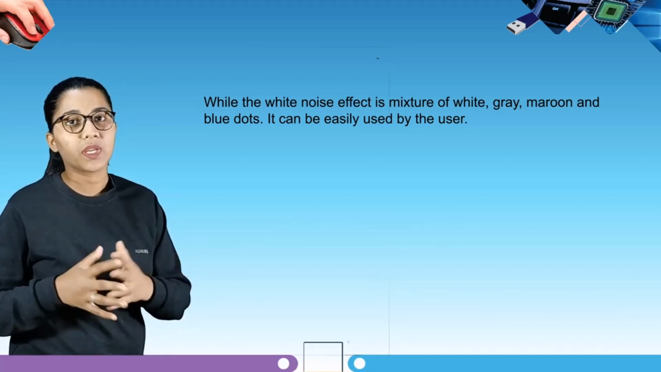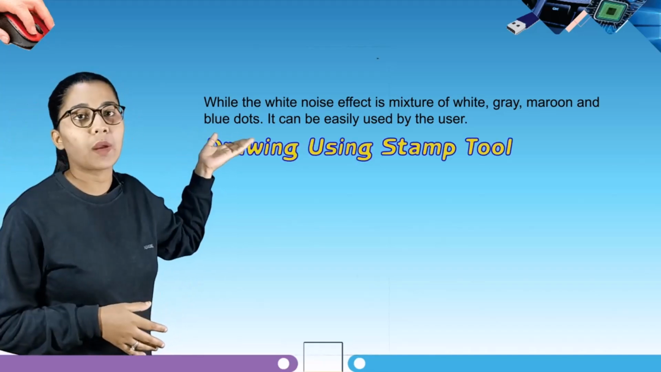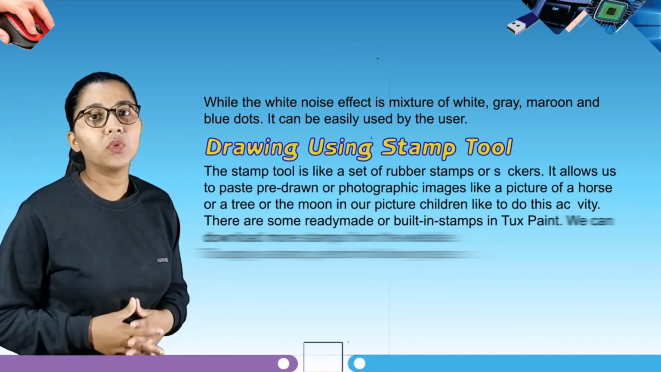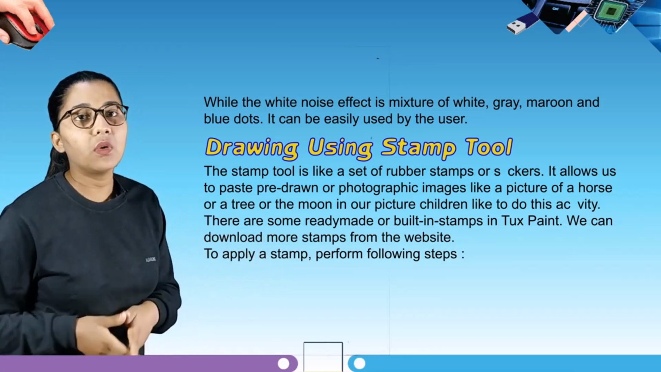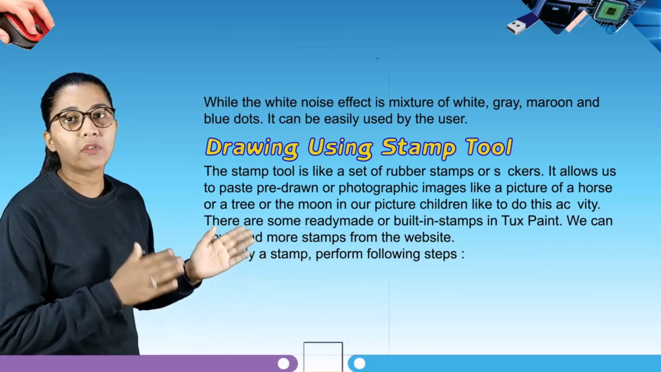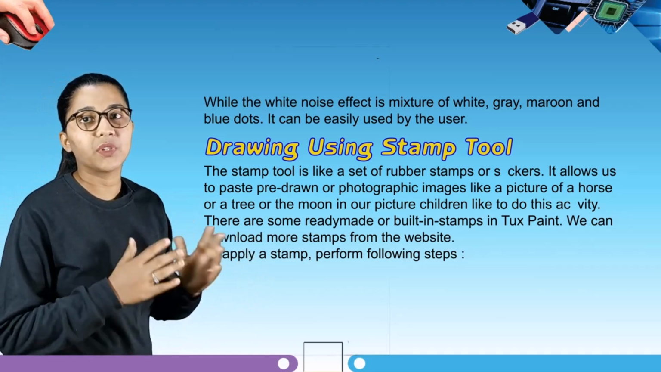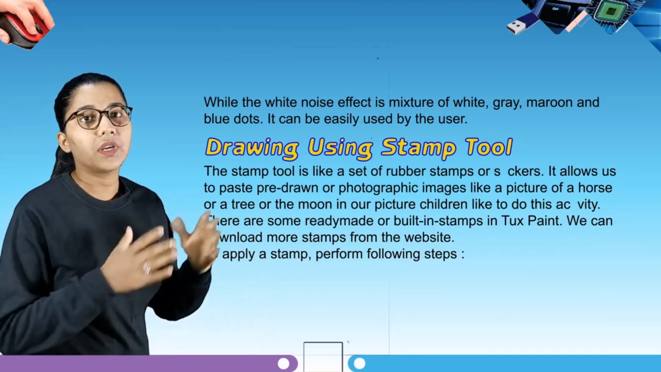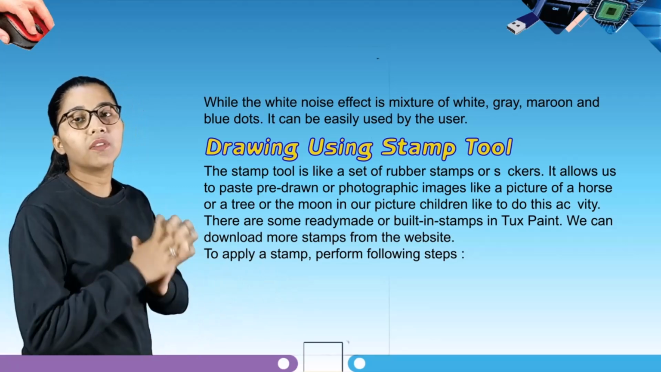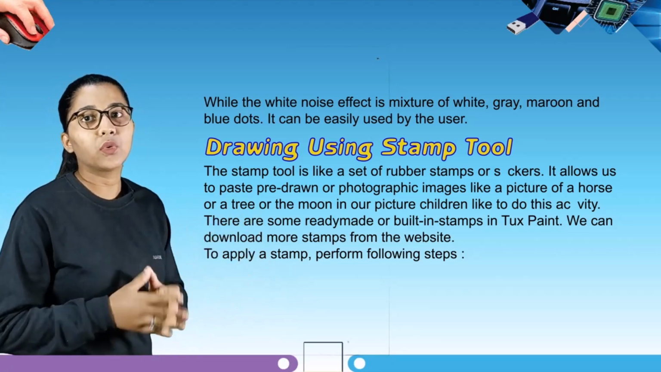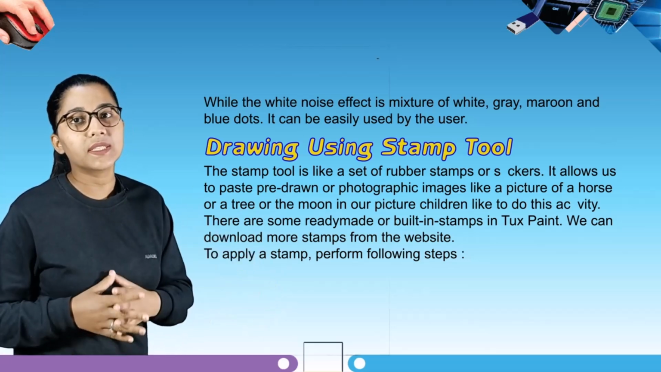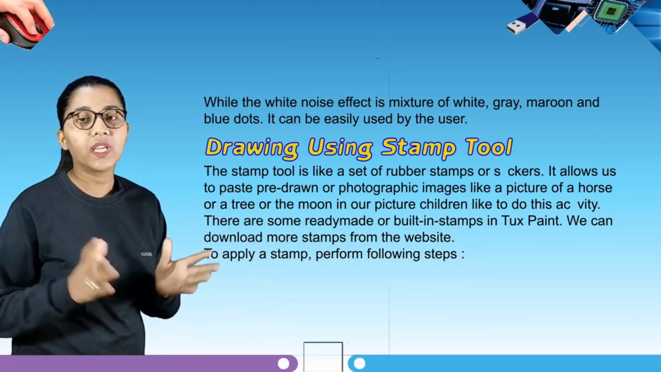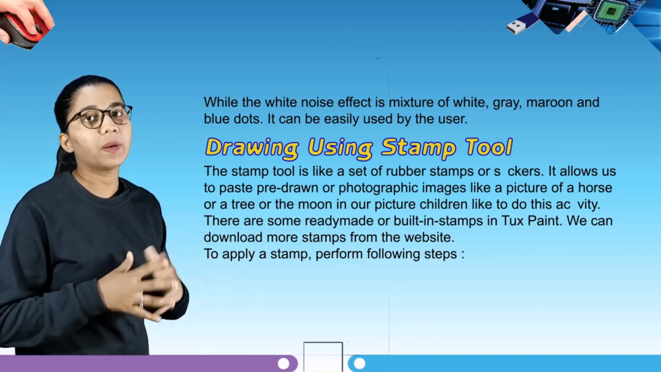Now students, let's learn about how we draw using stamp tool. The stamp tool is like a set of rubber stamps or stickers. It allows us to paste pre-drawn or photographic images like a picture of a horse or a tree or the moon in our picture. Children like to do this activity. There are some ready-made or built-in stamps in Tux Paint. We can download more stamps from the website.